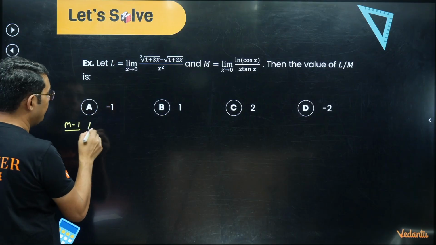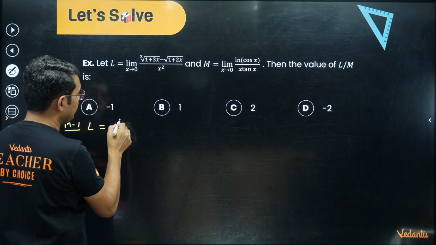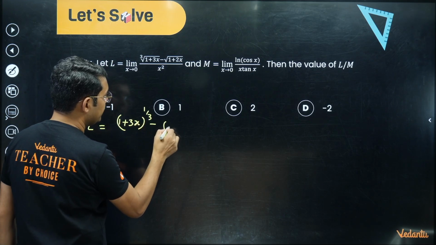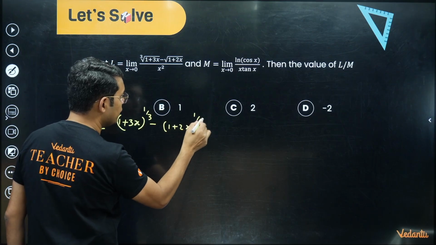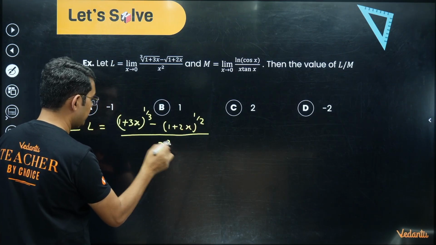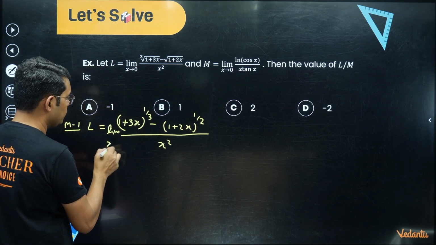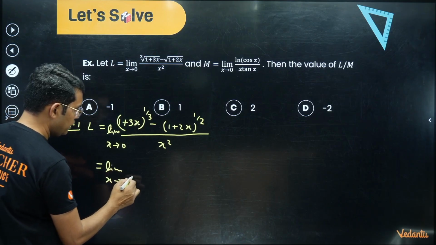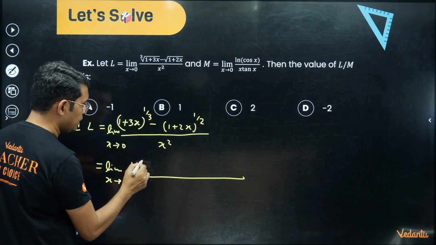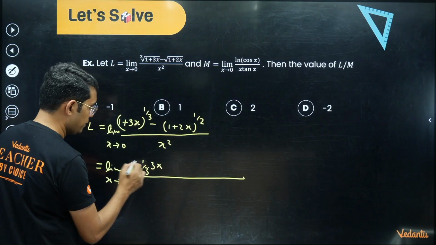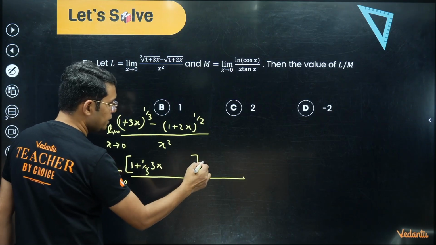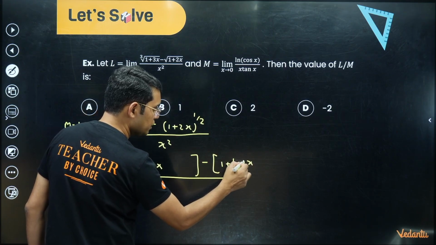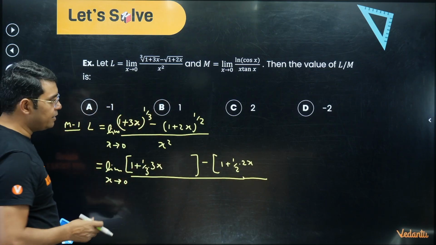expansion for L. So we will be writing this as 1 plus 3x raised to the power 1 upon 3 minus 1 plus 2x raised to the power 1 upon 2 upon x square. Limit x tending to 0. Now if you apply expansion, the first two terms would be 1 plus 1 upon 3 into 3x here. Whereas here the first two terms would be 1 plus 1 by 2 into 2x. So you can see these two terms are getting cancelled here, so it will be 0.